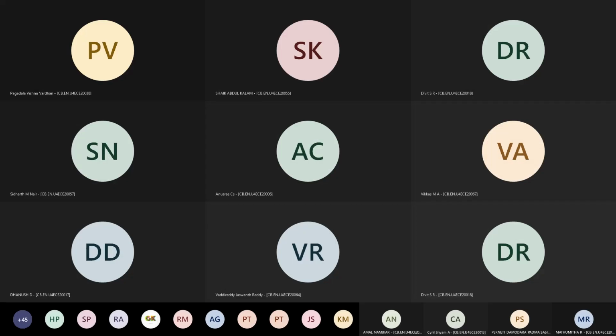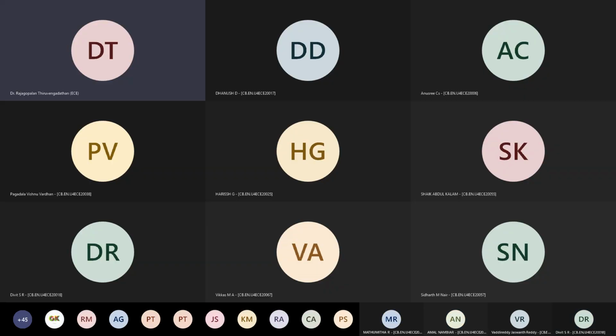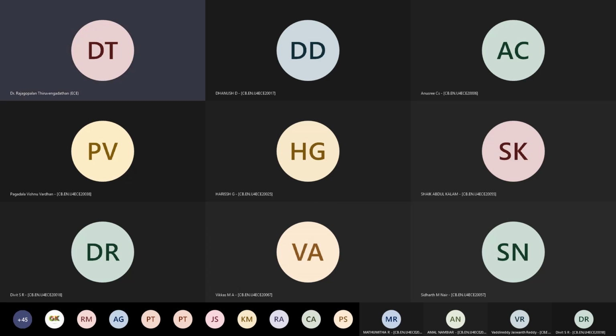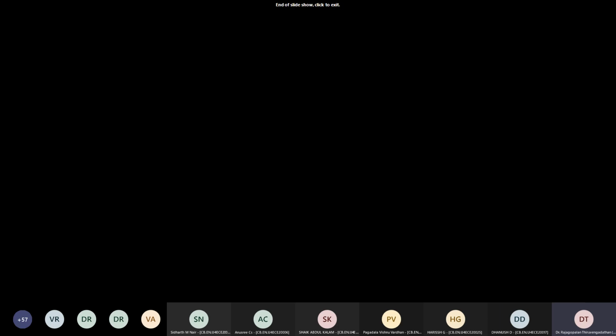Of capacitors. Okay, so that is the idea in today's class. Just a second. Yesterday what we saw was on the resistors. In today's class we are going to talk about another passive element, and that passive element is nothing but the capacitors. Okay, so that's what we are going to deal with today.